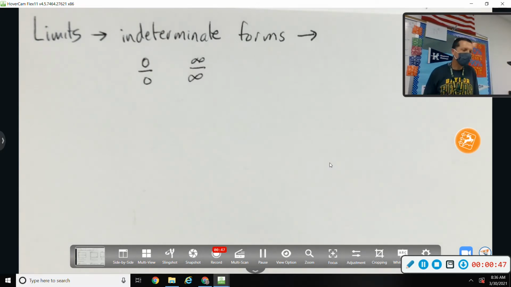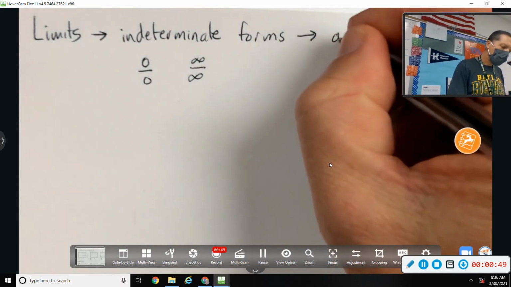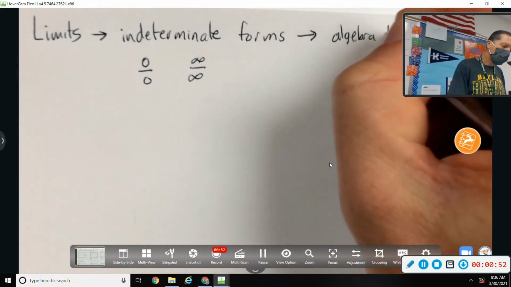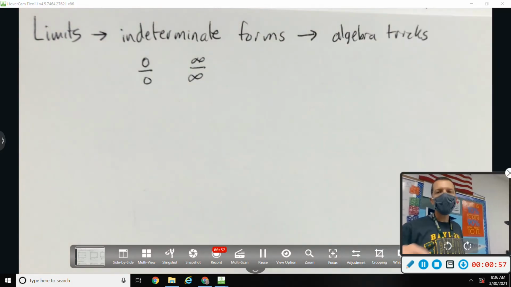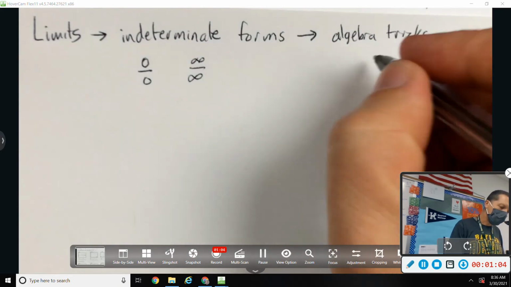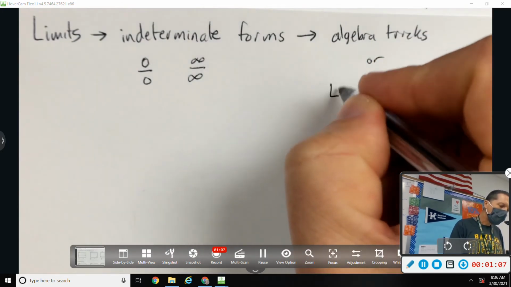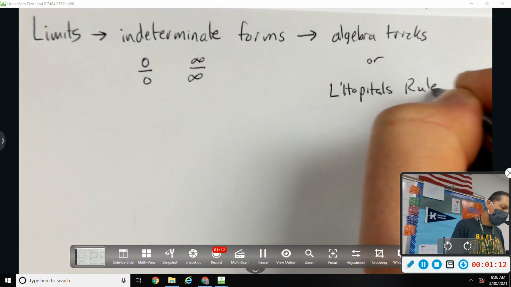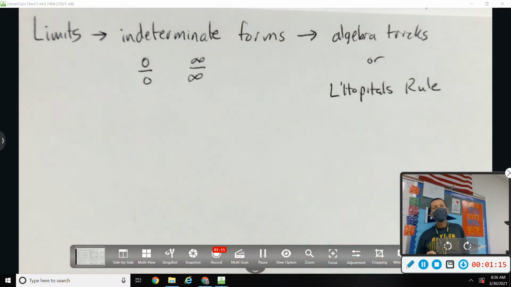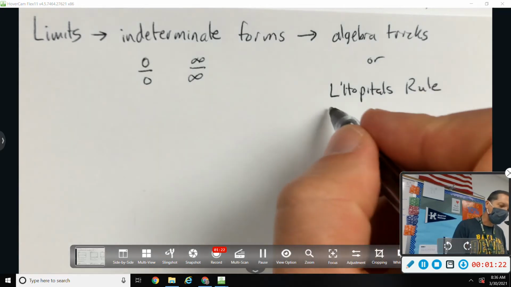And when that happens, sometimes there are algebra tricks that we know that will work, like factoring or taking the ratio of the lead coefficients is another one. But sometimes none of those work, although we will review them today. The other way to handle it is L'Hopital's rule. French mathematician, hence the name L'Hopital. You gotta say it with some flair.